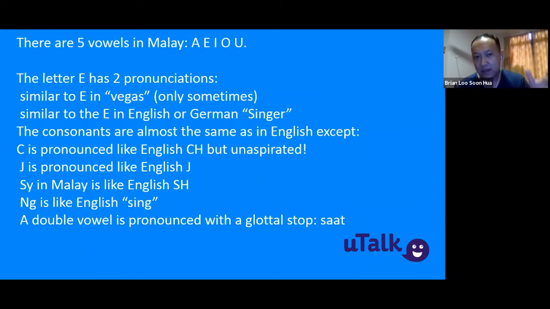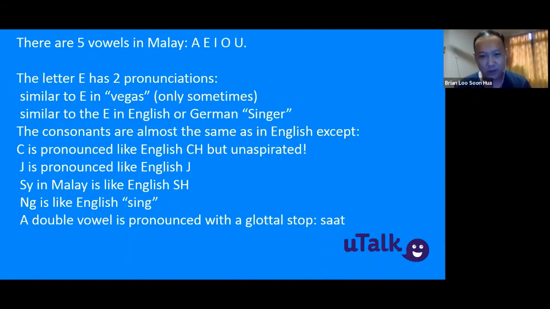Other than that, the C is pronounced ch. The J is J, like in English. SY is unique. SY is pronounced sh. And the NG sound is ng. You have to say it like when you say sing in German and English, get rid of the first part and say the ng sound. It's very common in Malay. It's very common in all the languages of Southeast Asia anyway.